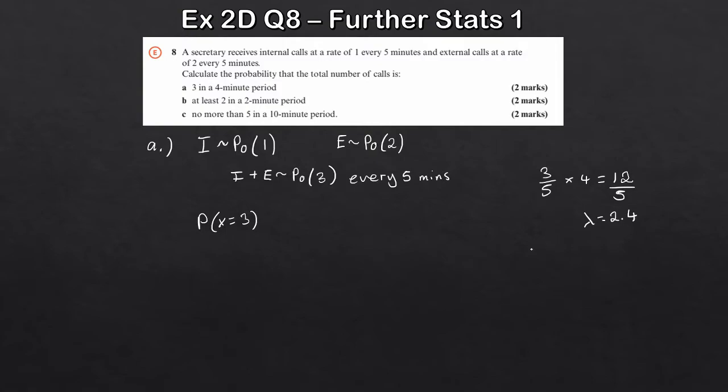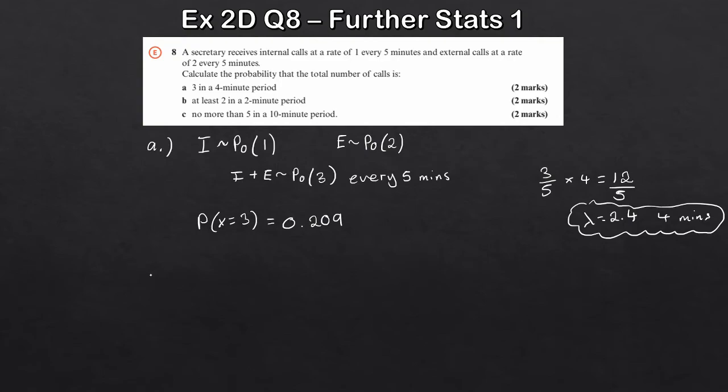So all you've got to do now is plug this in on your calculator. It'll be the PPD function. This will just give you 0.209. Okay, so that's your first 2 marks for part A here. So I've combined my Poisson distributions and worked out this, which is for 4 minutes. So that's that lambda value there.